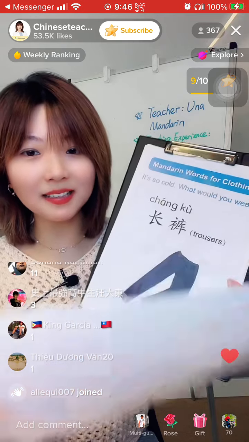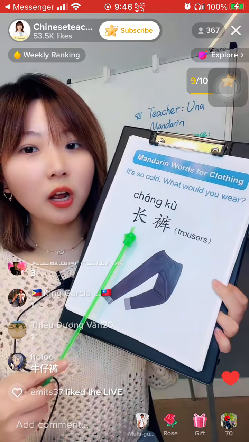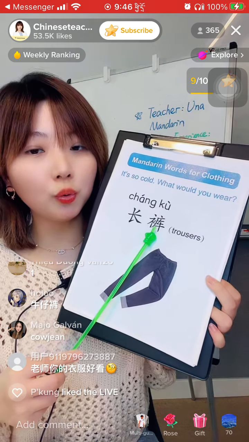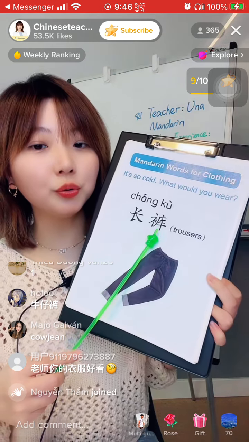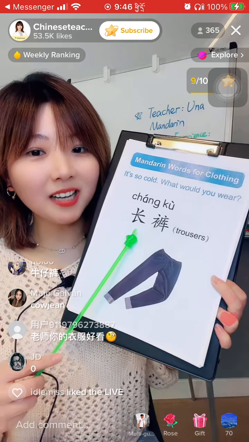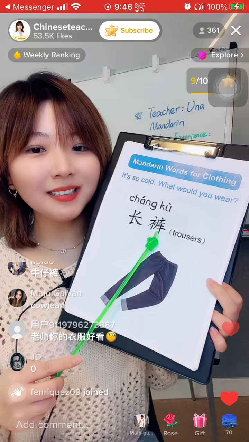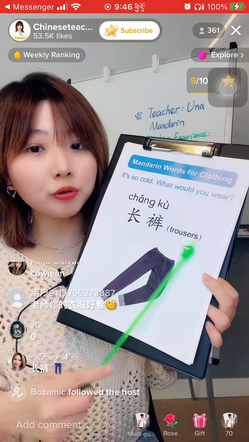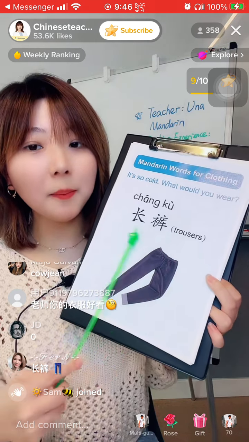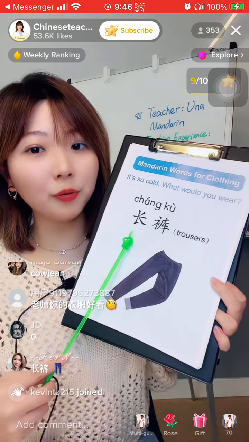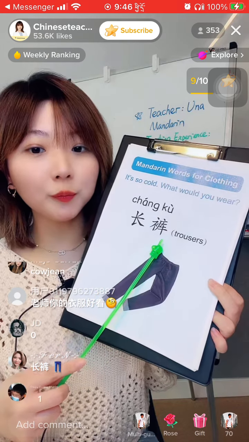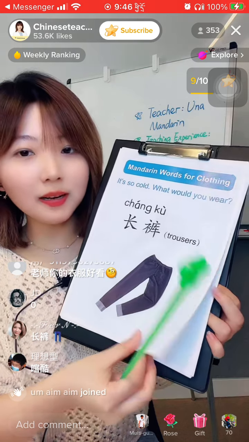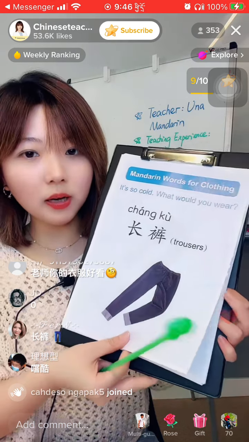Anybody has any ideas? It's called 长裤. 长裤 means trousers or pants, okay? Pants and trousers in Mandarin, we say 长裤. Okay, so let's break it down one by one.